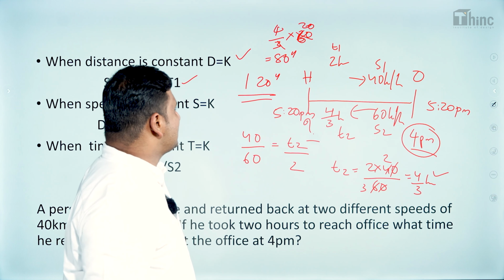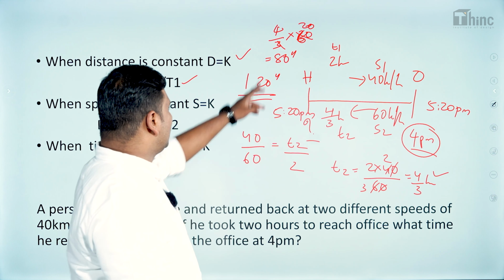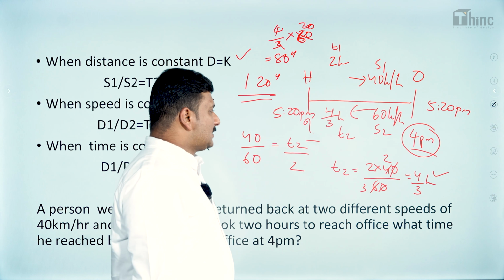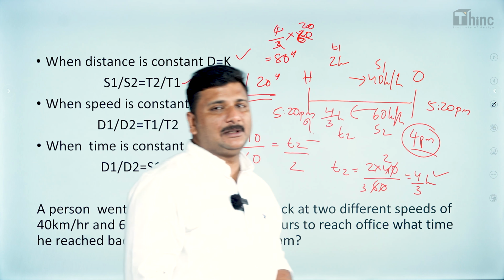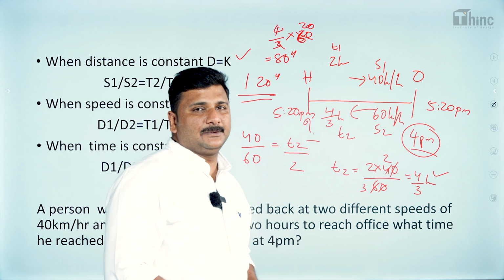4 by 3 hours means 1 hour and 20 minutes, because when we convert 4 by 3 into minutes, we'll get 80 minutes. 80 minutes is 1 hour and 20 minutes. So 1 hour and 20 minutes after 4 p.m. he will reach back. So 5:20 p.m. will be the correct answer. So I believe this is clear for you.